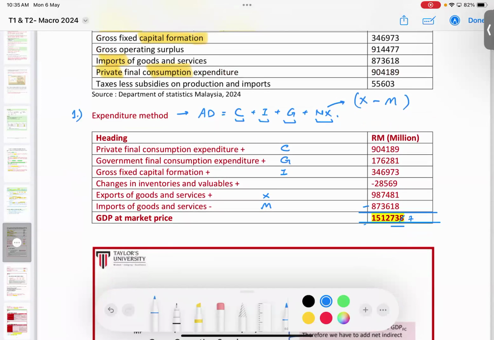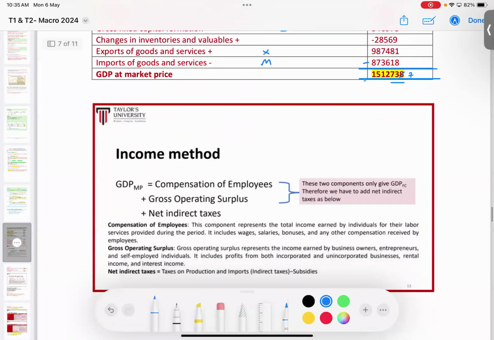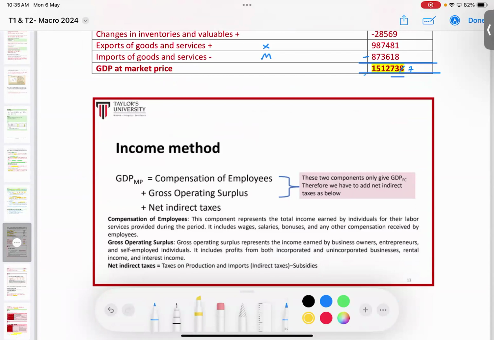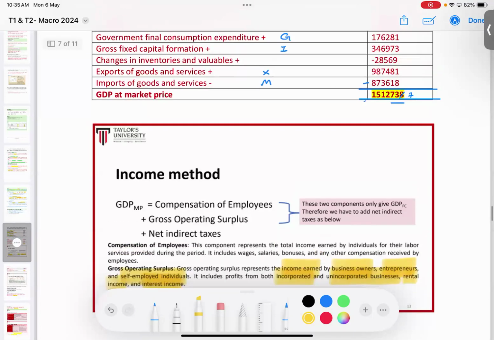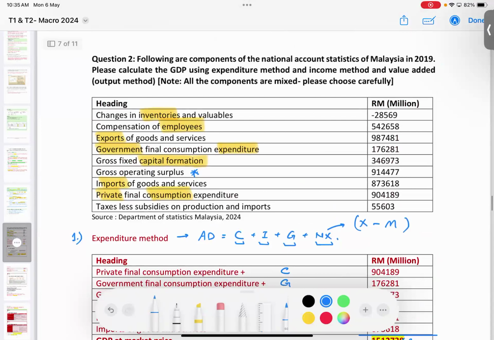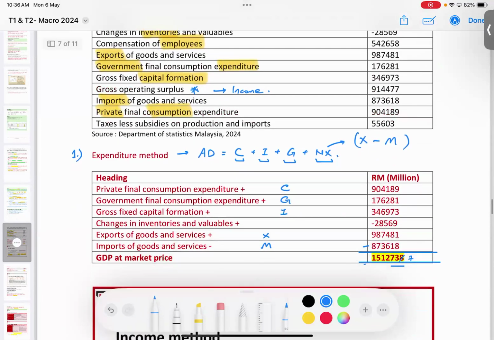Now, I haven't explained what gross operating surplus is. I have put short notes over here for you. Gross operating surplus means the income earned by business owners, entrepreneurs, and self-employed people. It includes both incorporated and unincorporated businesses, rental income, and interest income. So it has to do with income. Remember, this gross operating surplus refers to all the income, and we may need to use this information later on.